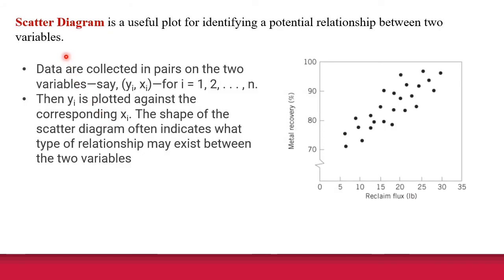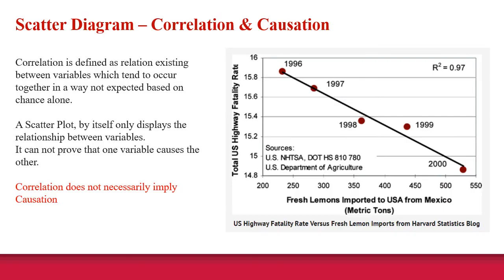The next one is what's known as the scatter diagram. This is useful for plotting and identifying a potential relationship between two variables. So here, for example, again, I got this out of the book. It says reclaimed flux and metal recovery. It could be height and weight or whatever. You've got two variables you want to plot. You want to see how they relate. The problem with this is that often it can be misleading. You can run into the problem of correlation and causation. Just because something is correlated doesn't mean it implies causation. That's a problem with the scatter chart.